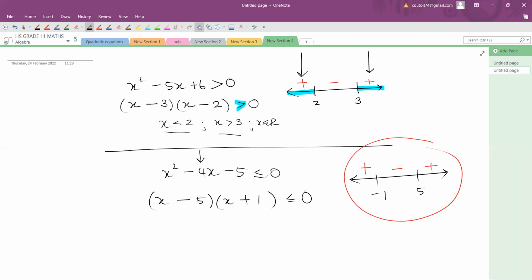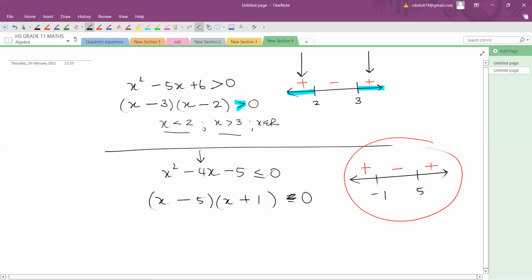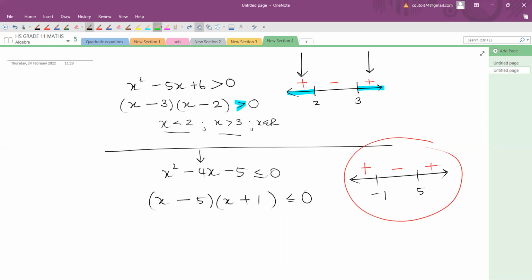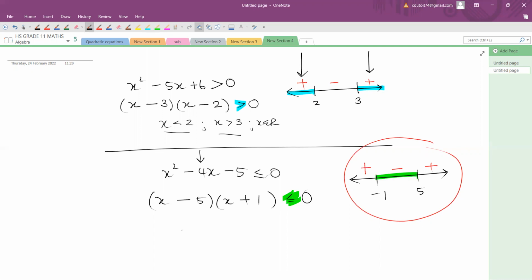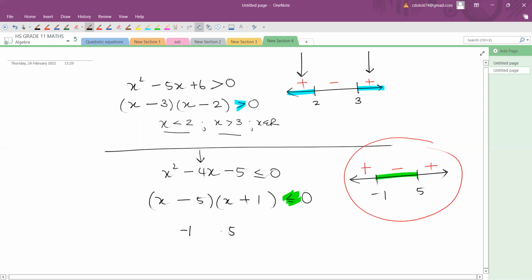Don't you have a negative? Yeah, the equation must be smaller or equal than 0. Oops. Yeah. So I'm looking for these negatives. And there's one section, so I have one answer. It starts from -1 and it ends at 5. So x must be larger or equal than -1 and smaller or equal than 5. X is an element of the real numbers.